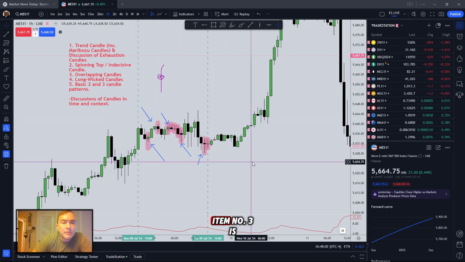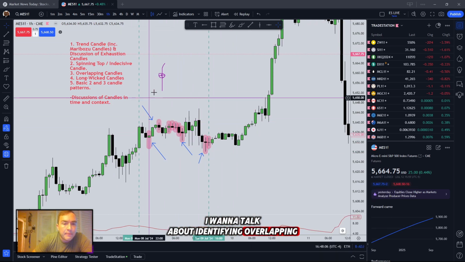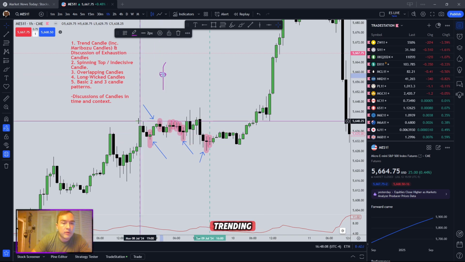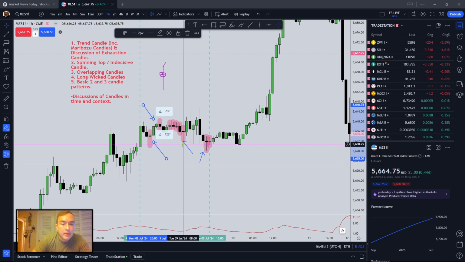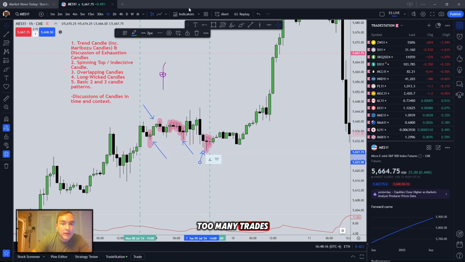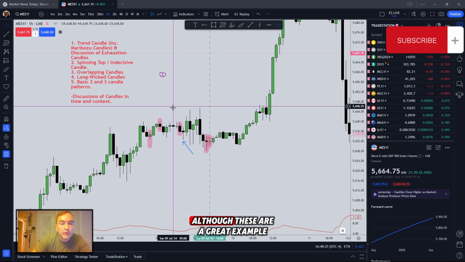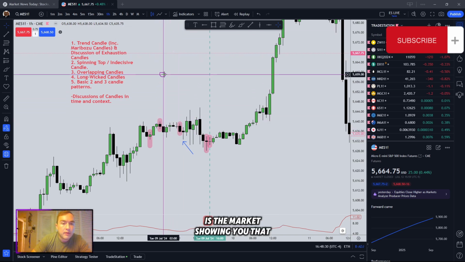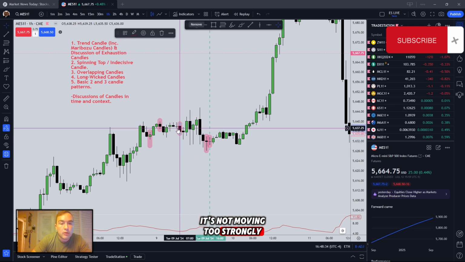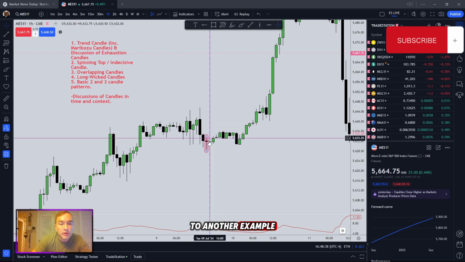Okay, guys, item number 3 is I want to talk about identifying overlapping candles for when the market is not trending. And these are going to be signs of, hey, you probably don't want to be taking too many trades right now. Just getting rid of these drawings, overlapping candles, although these are a great example. So overlapping candles, guys, is the market showing you that it's not moving too strongly. Okay, so I want to move on to another example.